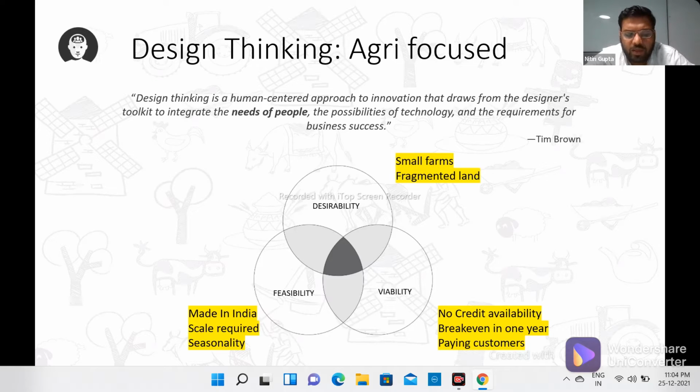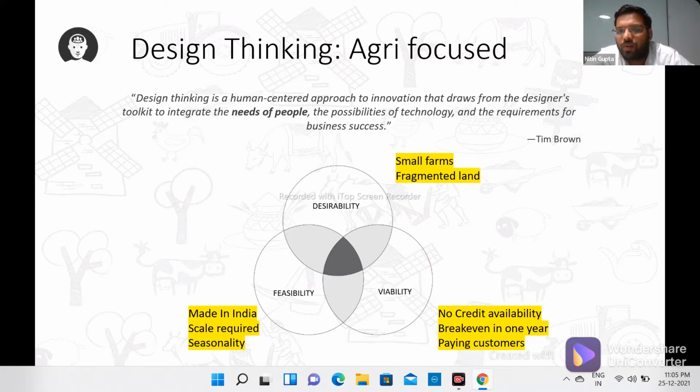Another thing we hit upon is seasonality. If we start building a product, there is always a seasonality involved in agriculture. It is only going to be used for two or three months, and after that we'll have to do something else. Whatever technology we use, let's say a battery-operated product, if it is used only for three months and the rest of the nine months it is stationary, it is going to be a problem. We have to find some other solution to solve this.